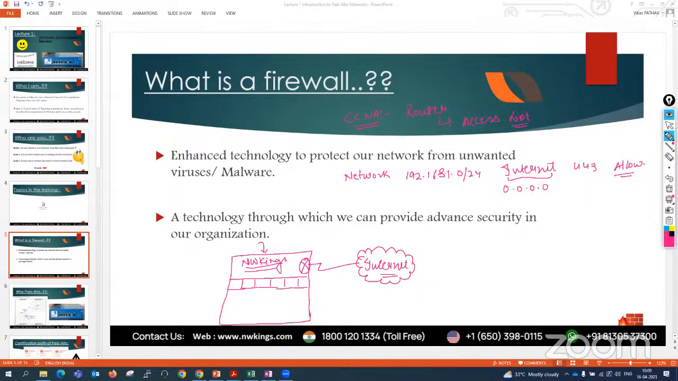Now, what has changed? On the router, we used to create this access list, right? We used to create multiple access lists, 10, 20, 30. But tell me one thing. Is a router meant for ACLs? What is the core functionality of a router? What do you understand? What is the core functionality of a router?